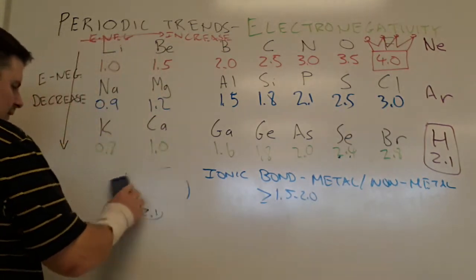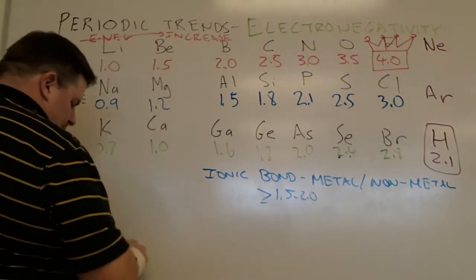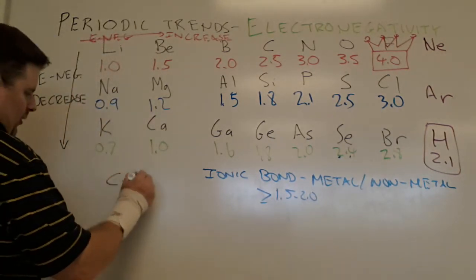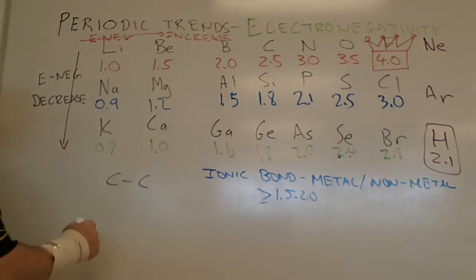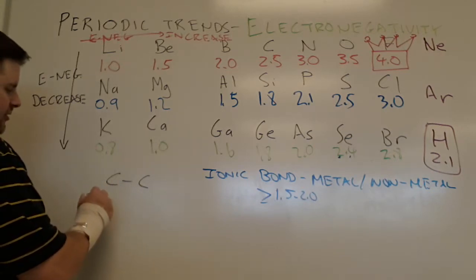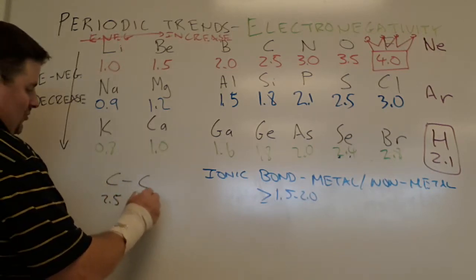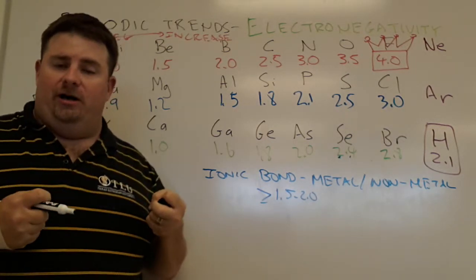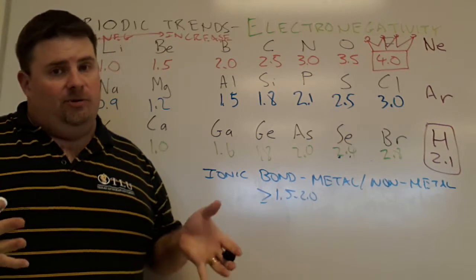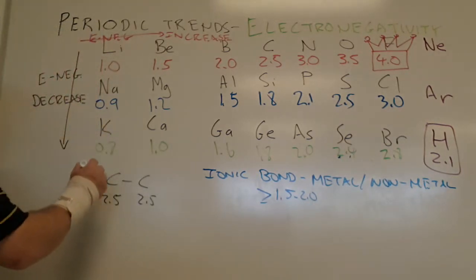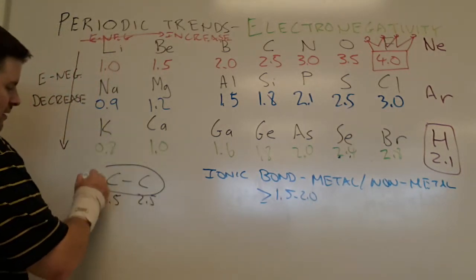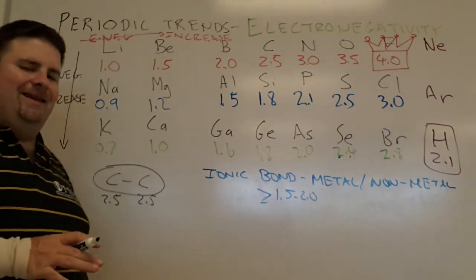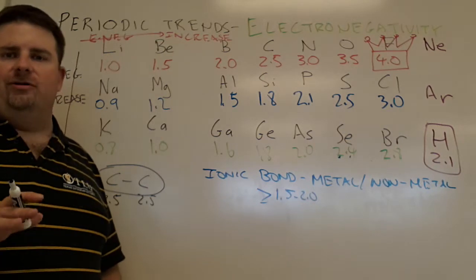Now I want to talk about covalent bonds, okay? And I'm going to talk about carbon-carbon, okay? Now look at carbon and carbon, and my values are 2.5 and 2.5. Well, guess what? They're the same. So what do you think about the pull of electrons on both of those nuclei? They're both the same. So the electron distribution in this bond is going to be pretty much uniform between the two. And this goes for anything that's going to have a similar electronegativity.